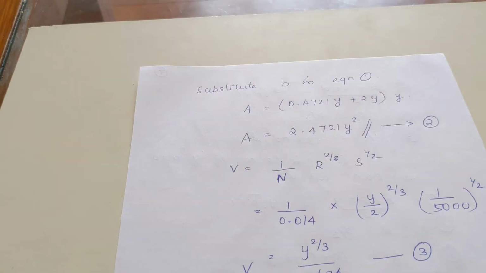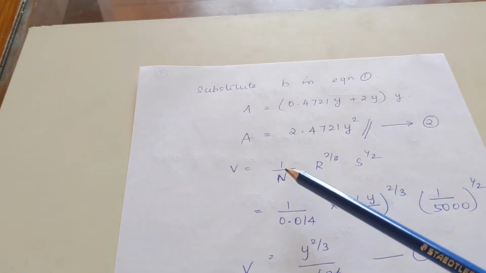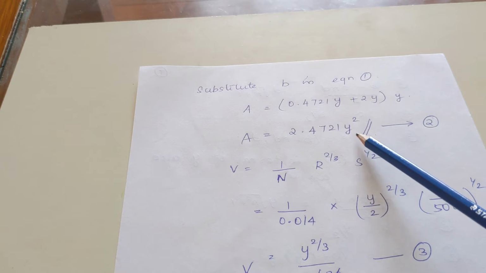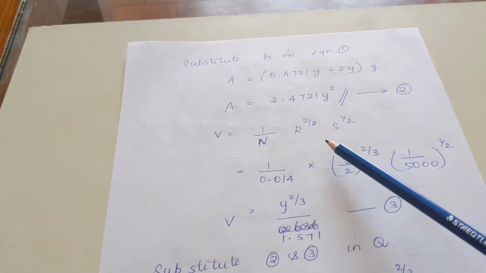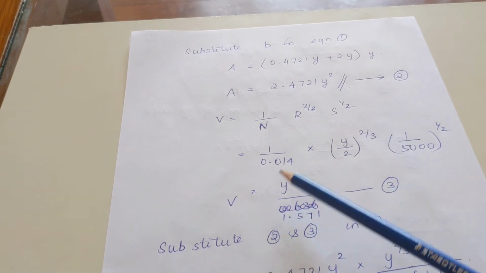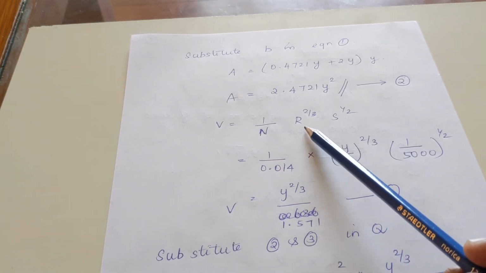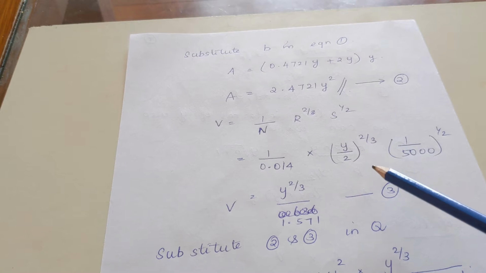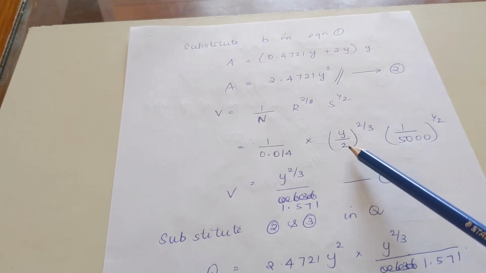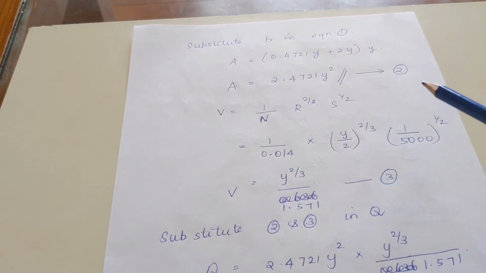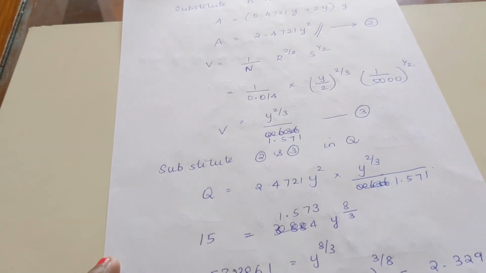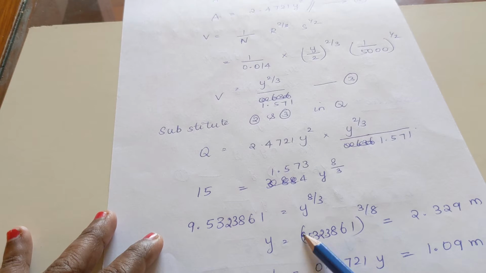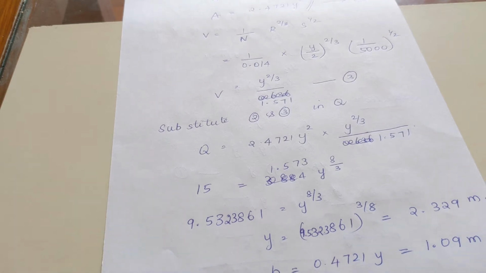So here we got the answer, area is equal to something in terms of y square. Find the velocity. What is the velocity? 1 by n, r raised to 2 by 3, s raised to half. In r you have to substitute y by 2, because that is a condition for the most economical section. So substitute 2 and 3 in your discharge equation. You will get what is the y value and what is the b value.